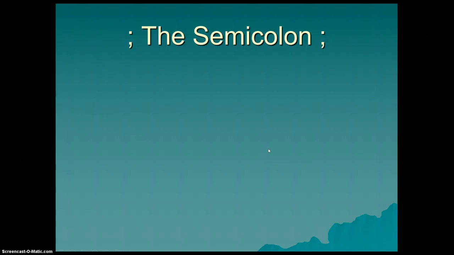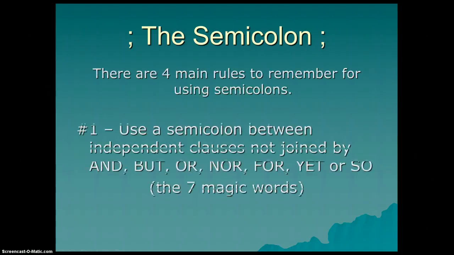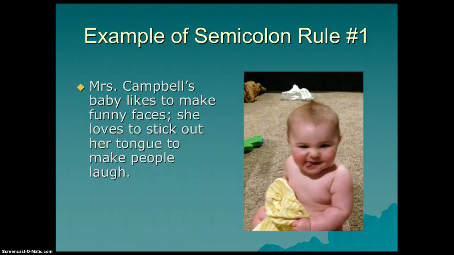These are the rules on the semicolon. There's only 4 of them. First is to use a semicolon between independent clauses that aren't joined by one of the fanboys words: for, and, nor, but, or, yet, so.